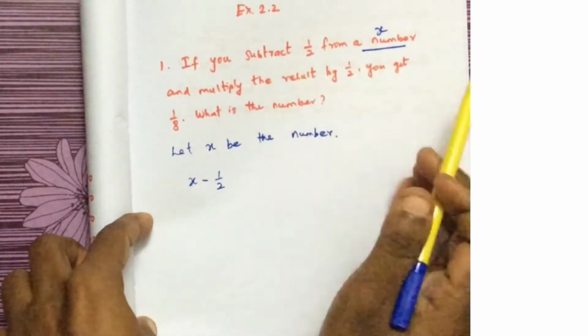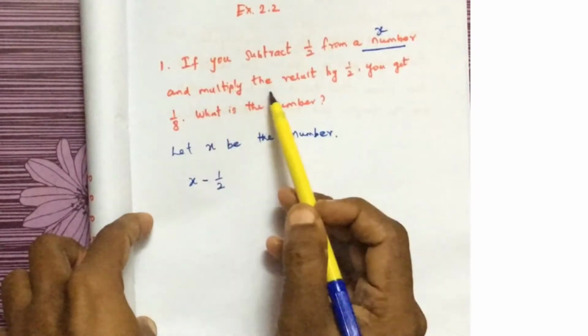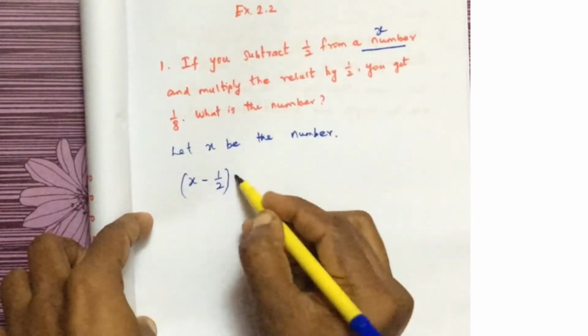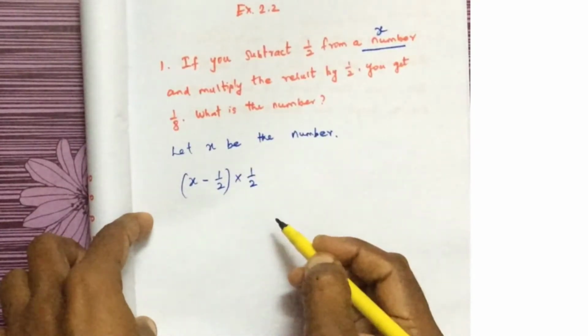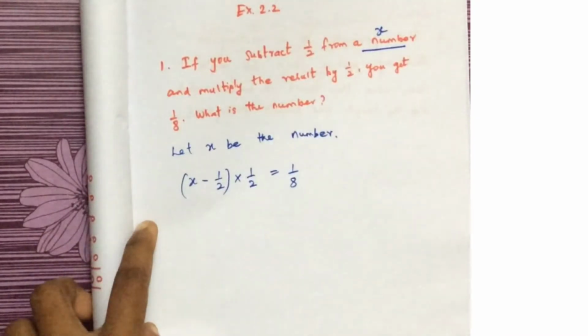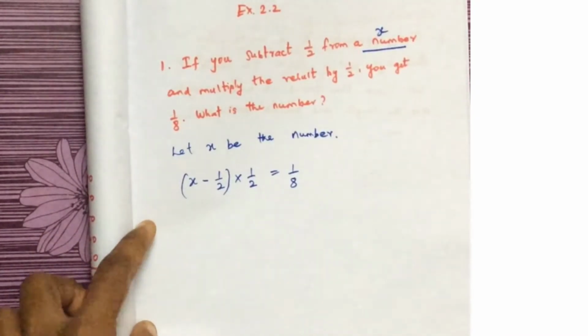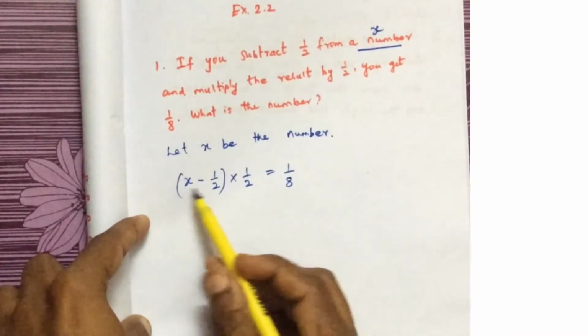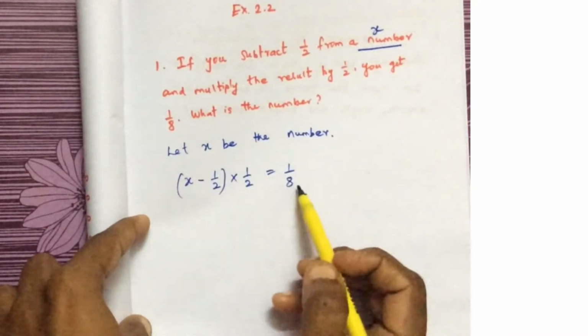So the subtraction is over, and multiply the result by 1 by 2. This is the result, and I am multiplying it by 1 by 2. You get 1 by 8. So this is 1 by 8. This is how we form the equation. Now, x minus 1 by 2 multiplied by 1 by 2 equal to 1 by 8.